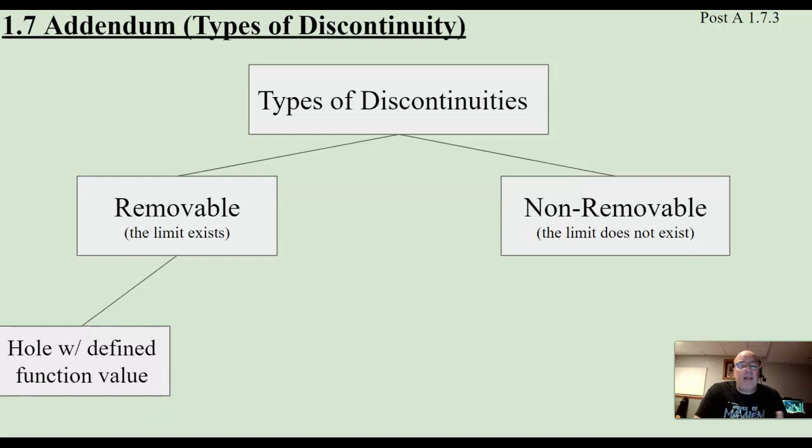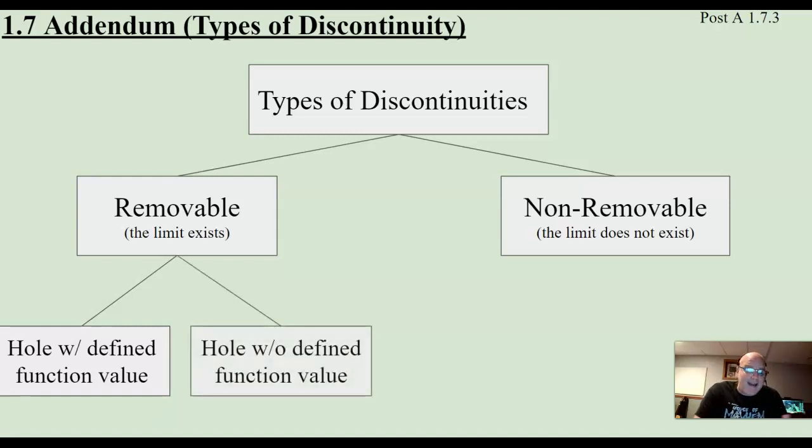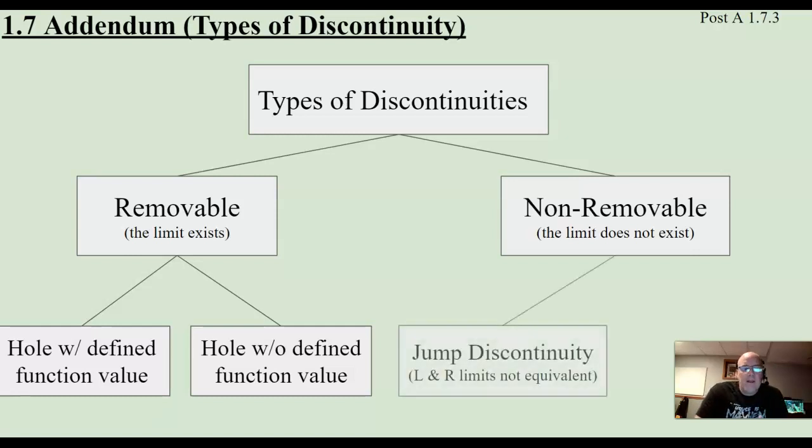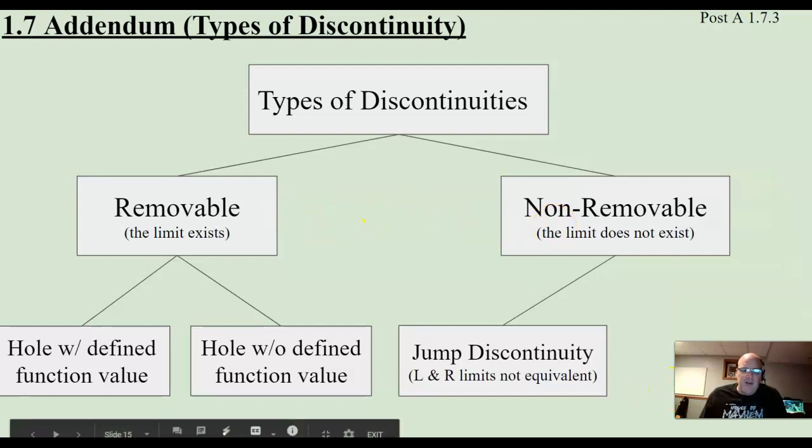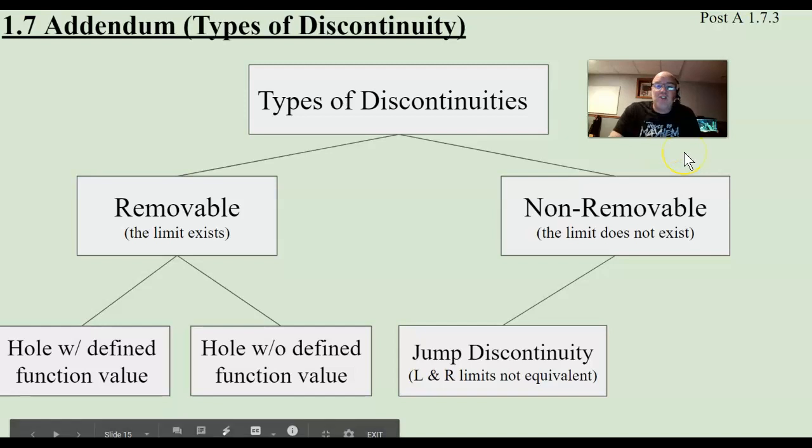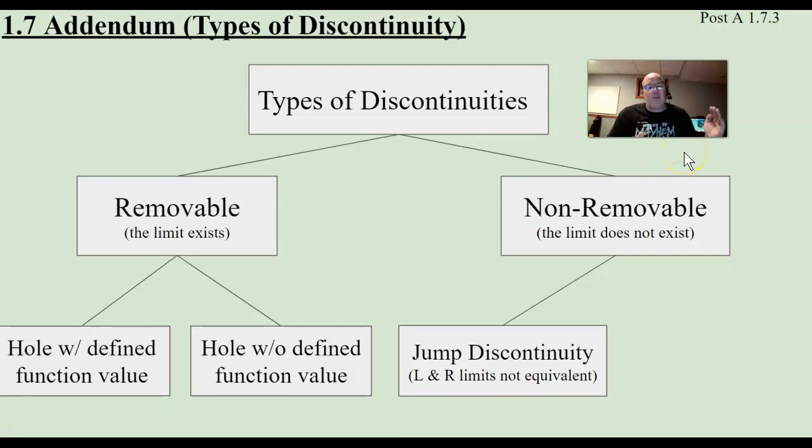And in that hole, the function may or may not be defined. We don't have specific names for those. We just call them removable discontinuities because the point has been removed. In a non-removable discontinuity, we do have names for these types of discontinuities. One of them is a jump discontinuity, and that's where the limit as x approaches from the left and the limit as x approaches from the right have two different values. Therefore, the graph has to make a jump to a different value.